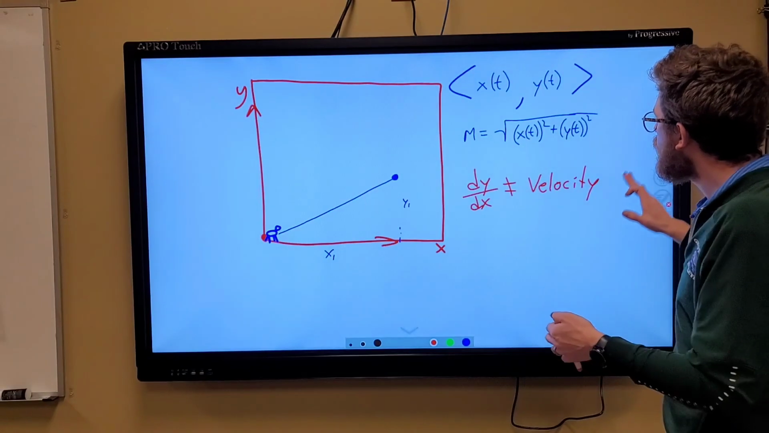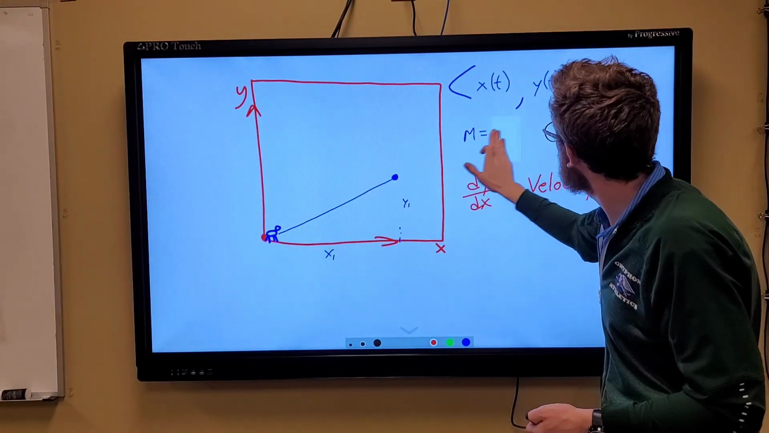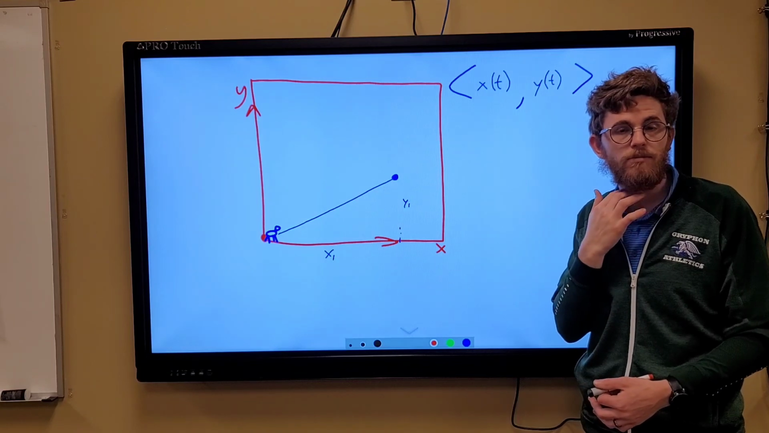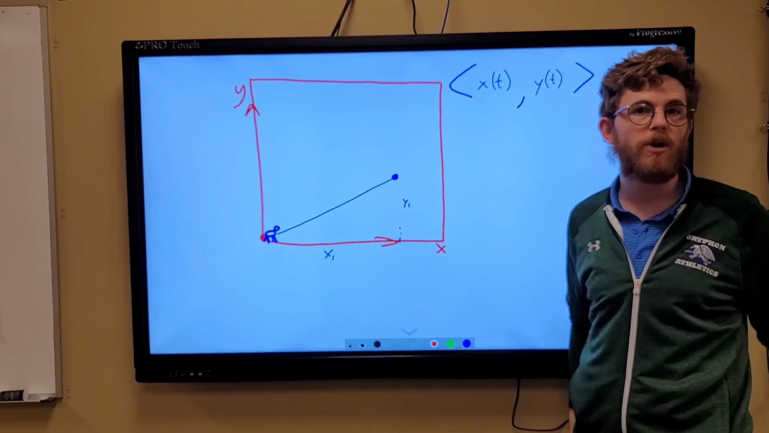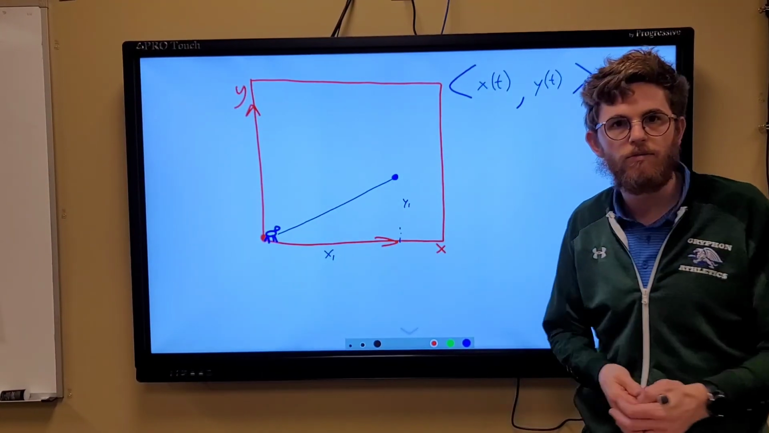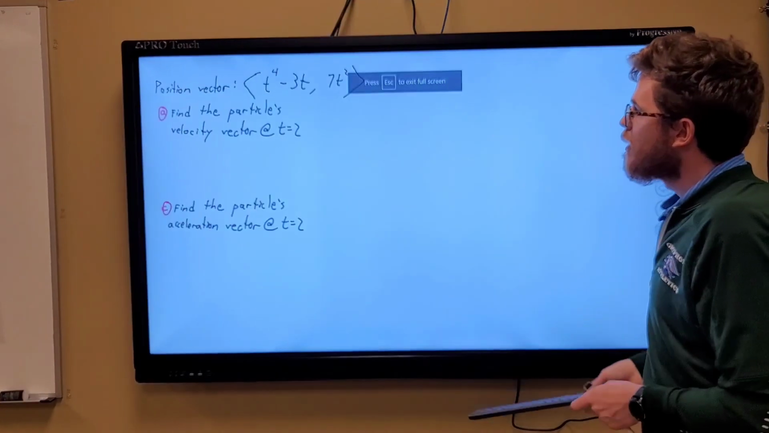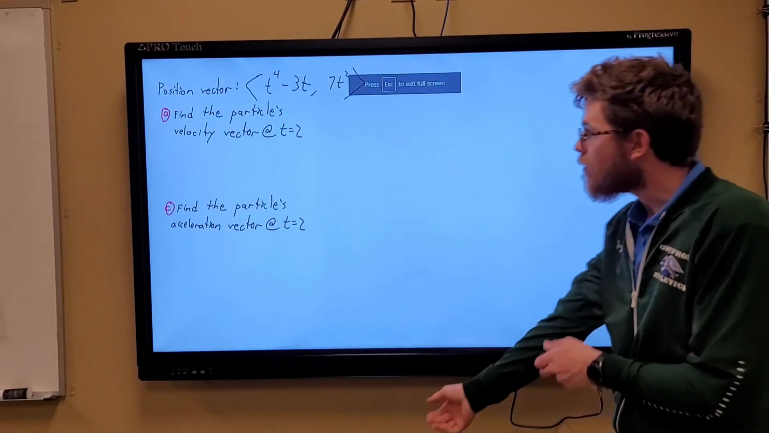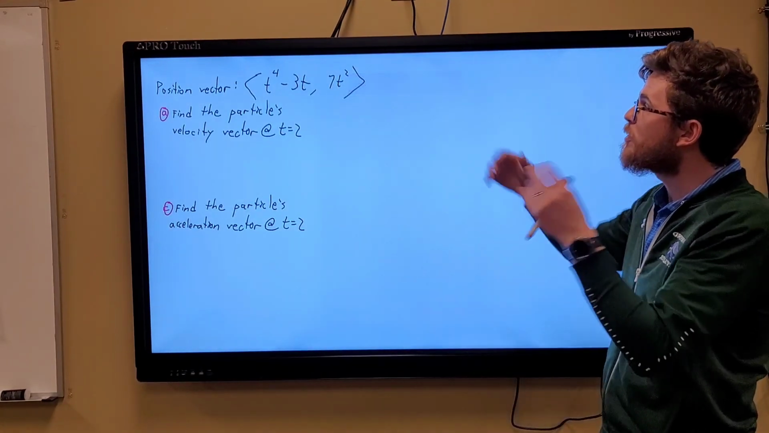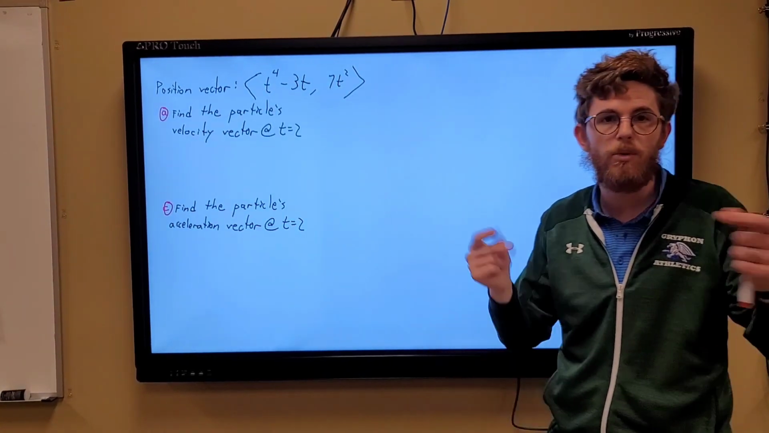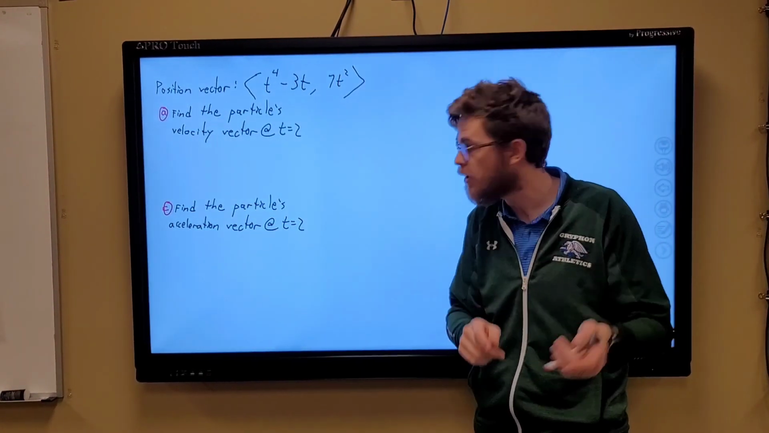So let's talk about how to find the velocity and even acceleration of a vector valued function. Let's look at this one right here. So we're given a position vector. Here it is, a position vector. We've got an x component, a y component, boom, boom, boom. We can see our notation, all that's good.